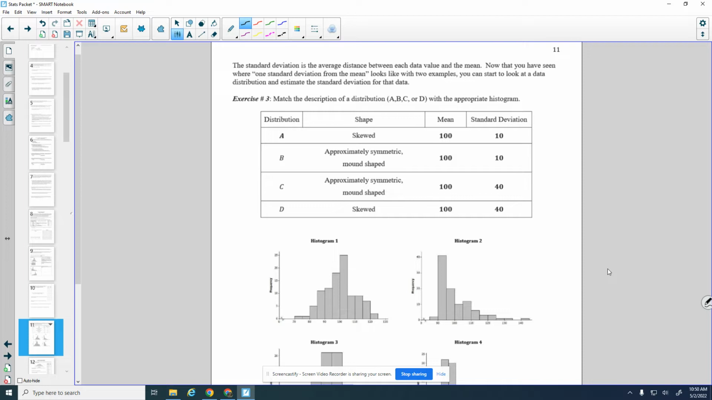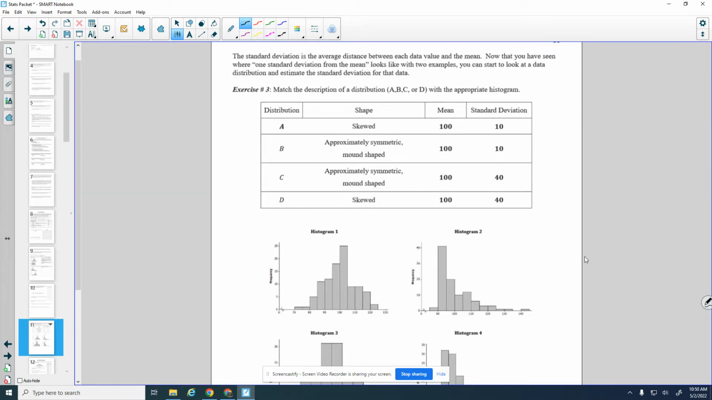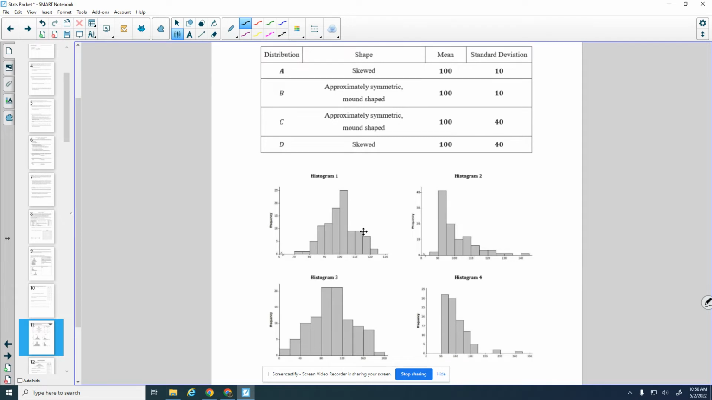So we're going to look at these four. We have A, B, C, and D. Two are skewed, two are approximately symmetric or mound shaped. The mean for each graph is 100, and the standard deviation is either 10 or 40. So we're going to scroll up here. If you have your packet, you should be able to see these numbers a little better. I'm zoomed out a little bit just so that we can see the answers and the graphs.